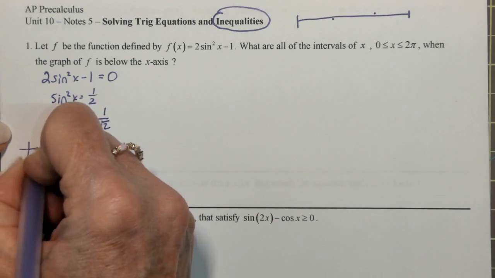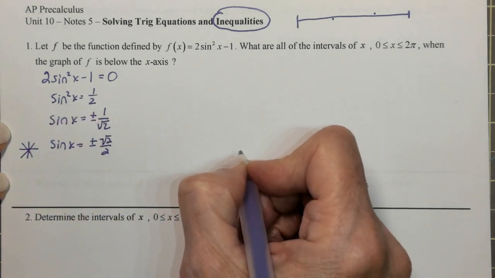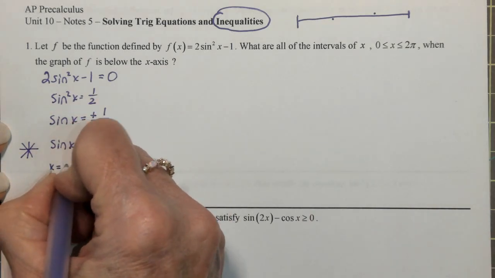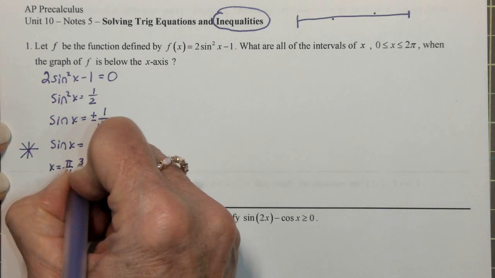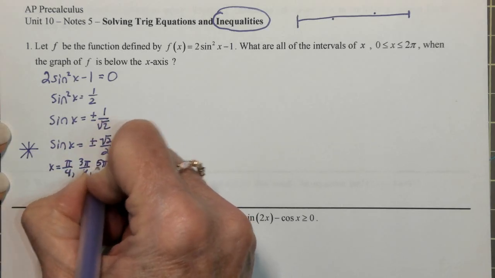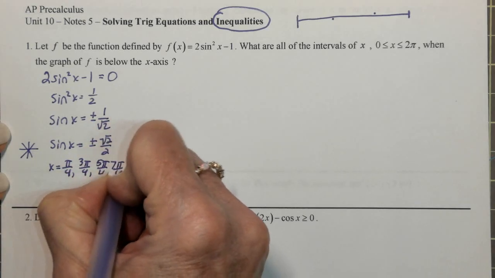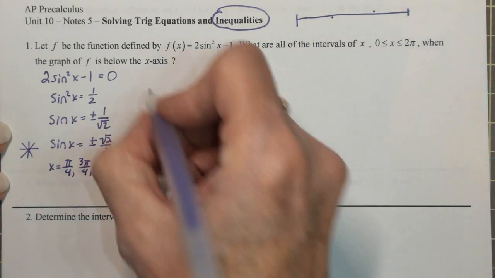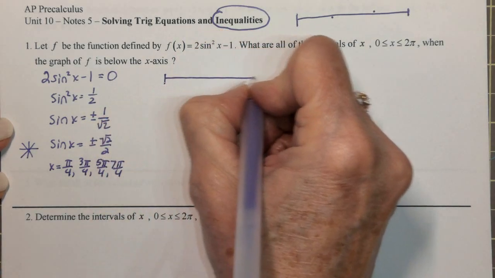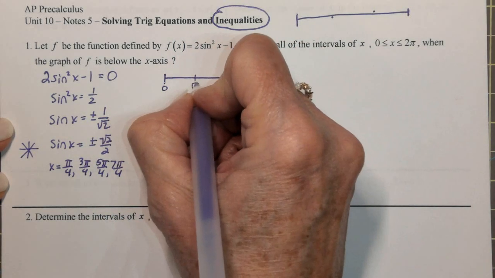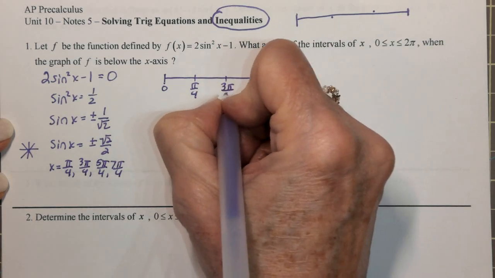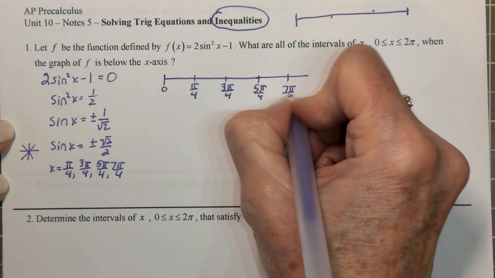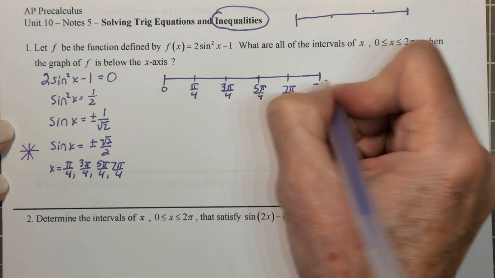I am looking at all of the pi over 4 angles, right? So between 0 and 2 pi, I'm looking at pi over 4, 3 pi over 4, 5 pi over 4, and 7 pi over 4. So those are the values where it is on the x-axis between 0 and 2 pi. So here's 0, pi over 4, 3 pi over 4, 5 pi over 4, 7 pi over 4, and then we stop at 2 pi.